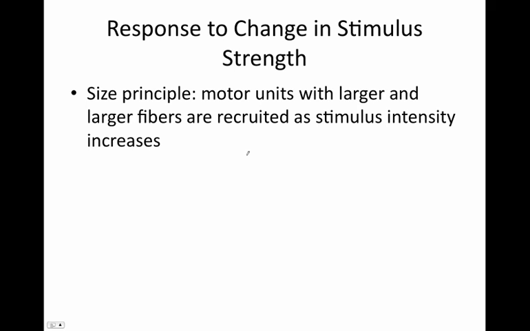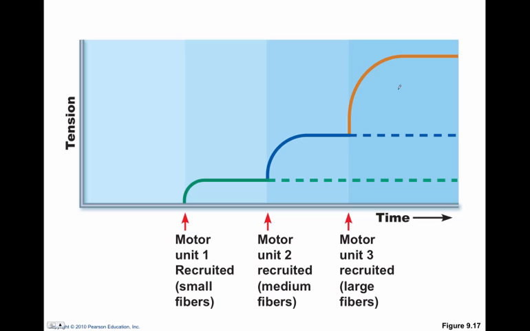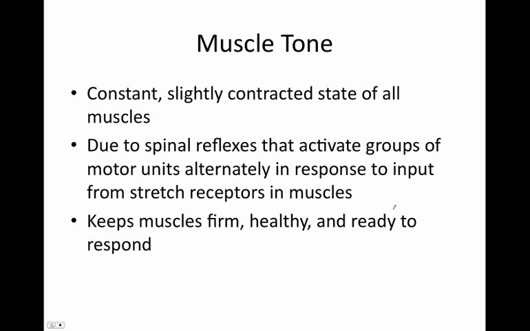In response to a change in stimulus strength, the size principle says that motor units with larger neurons and larger fibers are recruited as stimulus intensity increases. Just look at this idea that the muscle is innervated with all of these different motor units, so we're going to start off with small fibers that fire off, then medium fibers, and then larger fibers. The more of these that we recruit through these motor units, the stronger our muscle contraction is going to be. That's all that we're seeing in that figure.